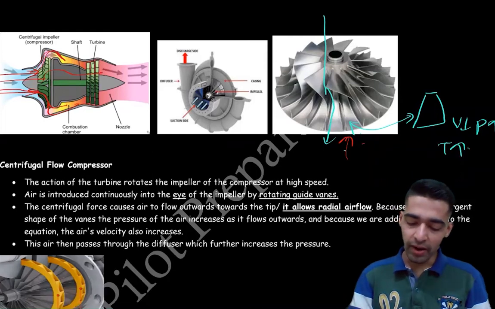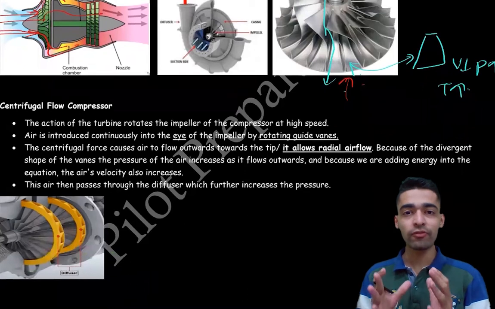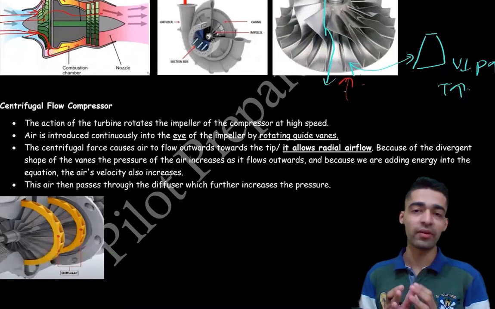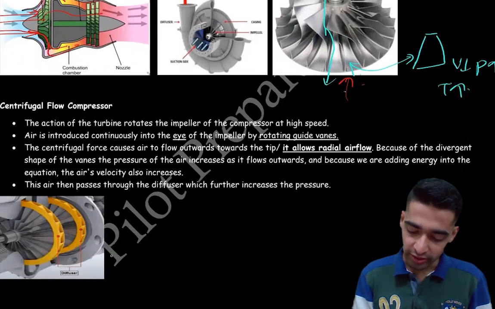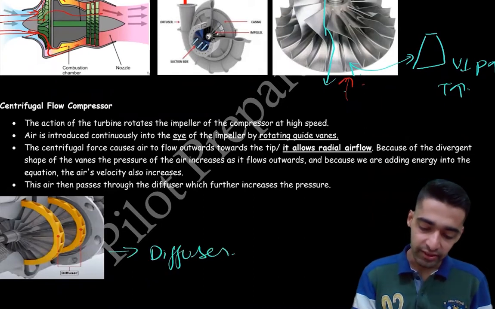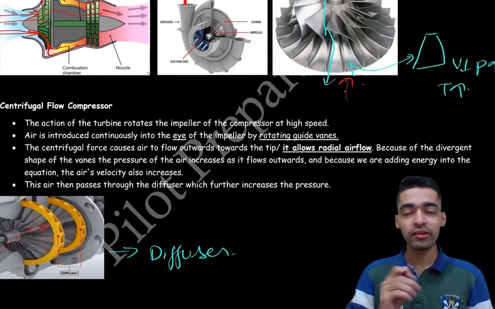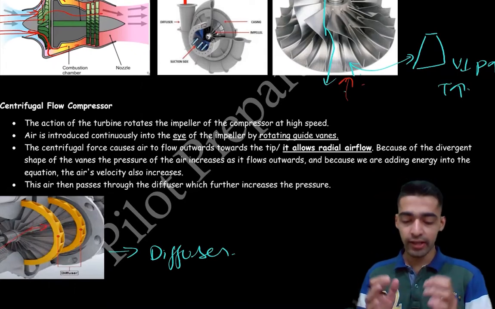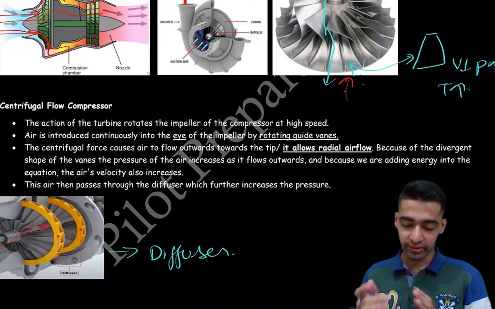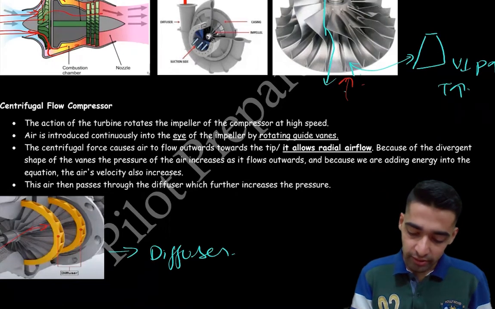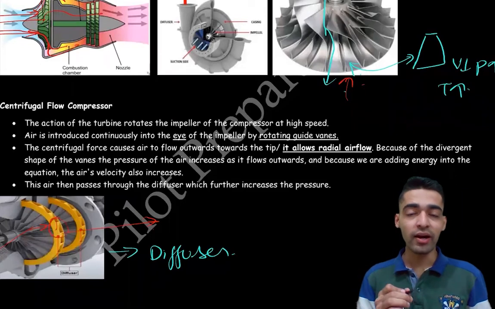The remaining part of the pressure which we get through the compressor is through the diffuser. The diffuser is placed right after the impeller. So once the air is hitting like this, it is going through the impeller. Once it goes through the impeller, 50% of the pressure has been increased. Now the next 50% is increased with the help of the diffuser. This golden part you can see is called the diffuser.